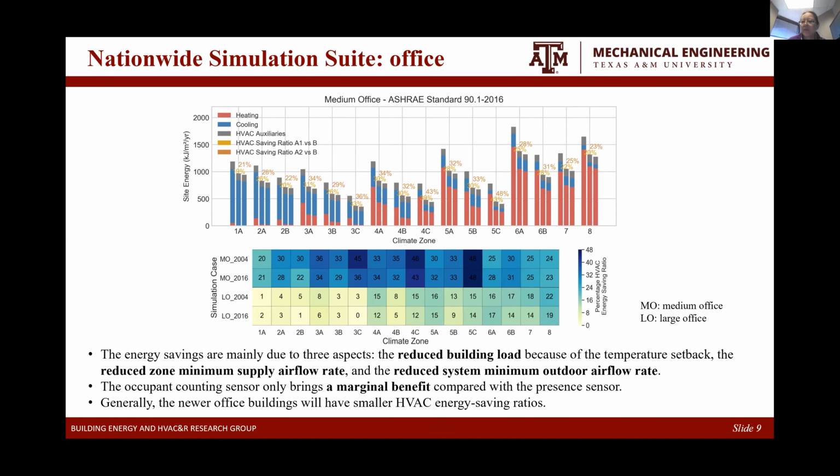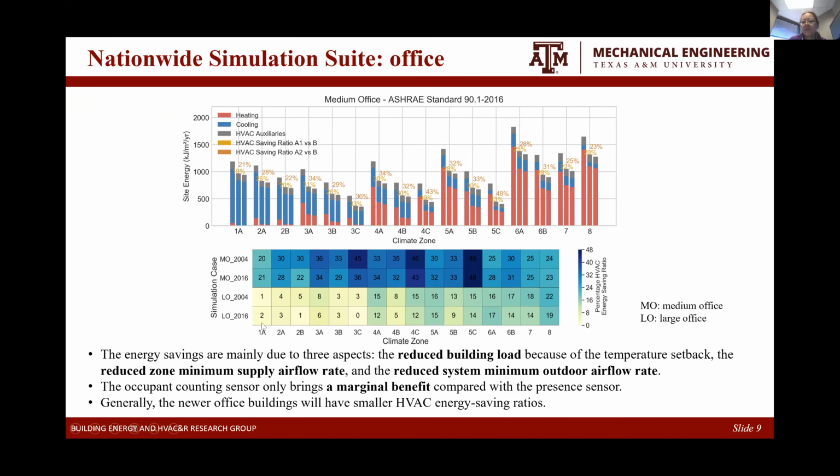They are mainly due to 3 aspects: reduced building load because you have temperature setback, reduced zone minimal supply flow rate, and reduced system minimal outdoor airflow rate. The occupancy counting sensor only brings marginal benefit compared with the presence sensor. This is why you see here these 2 bars, the savings are very close. So in general, the new office building will have a smaller HVAC savings ratio. That's why you see this when you compare with the new version of the standard, because the new version most of the time has more energy efficient measures.